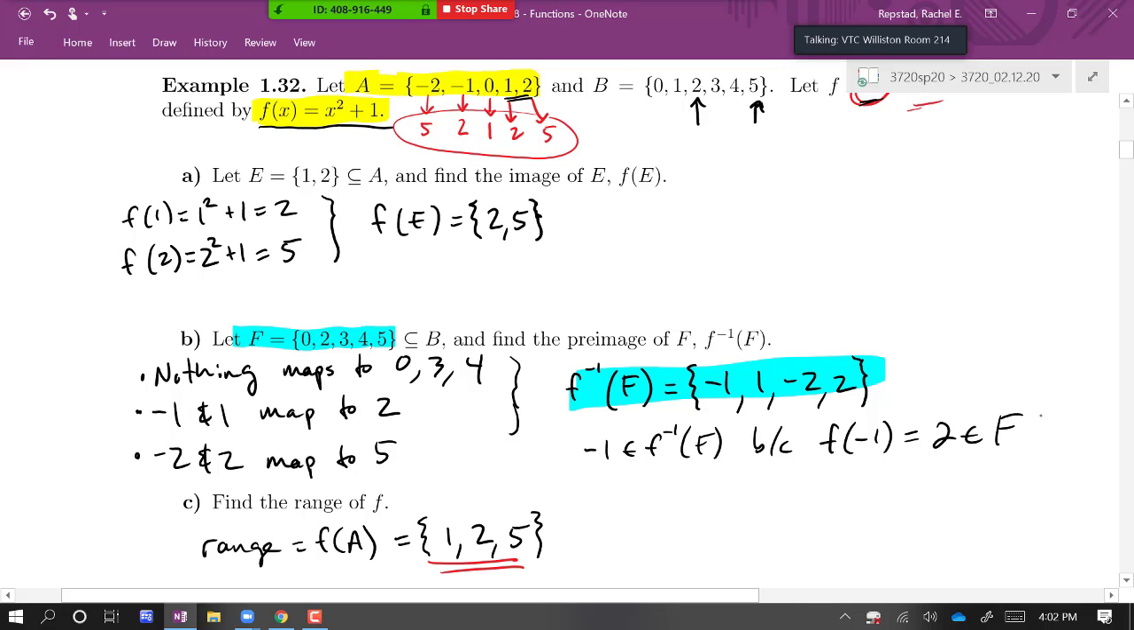To be in the preimage means that if you send it through the function, you end up in that set. You're in the preimage of f because if I send that element through the function f, little f, it puts us in this set here.